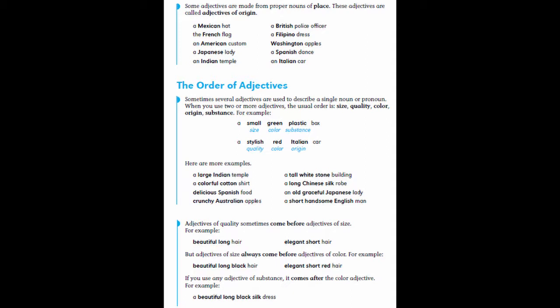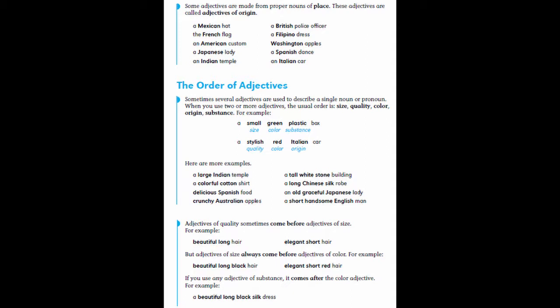So, sometimes several adjectives are used to describe a single noun or pronoun. When you use two or more adjectives, the usual order is size, quality, color, origin, or substance. So, for example, a small green plastic box. All right. So remember, the order is we're supposed to tell about the size first, then the quality, then its color, then its origin, and then what it is made of.